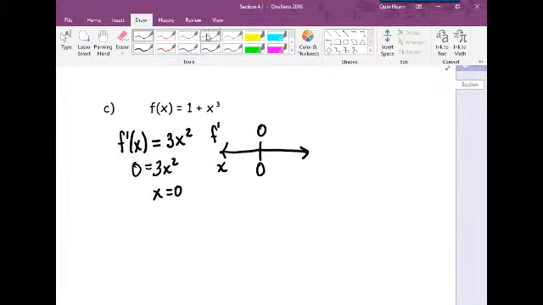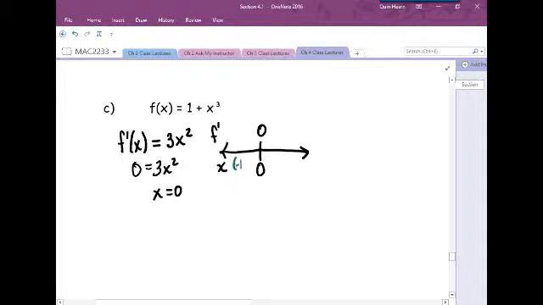Remember, it's x values on the bottom, first derivative values on the top. The x value, that's a critical value, is 0. It gave us a derivative of 0. And now we're going to test points on either side of 0. So maybe I plug in -1 and 1, for example.